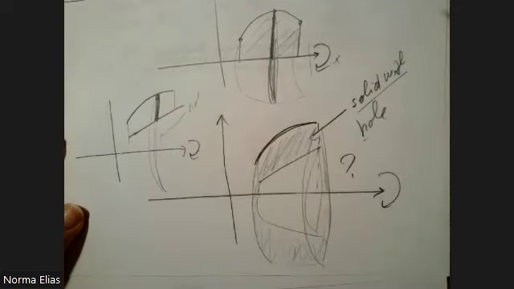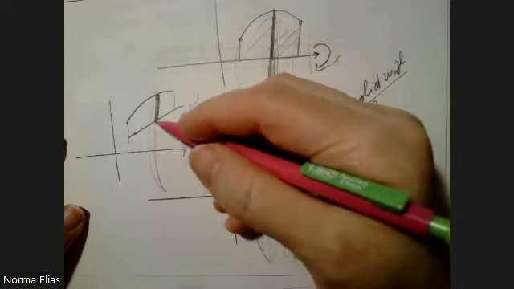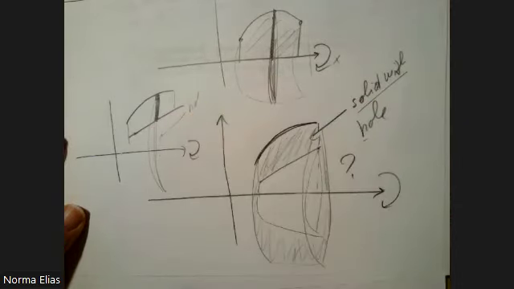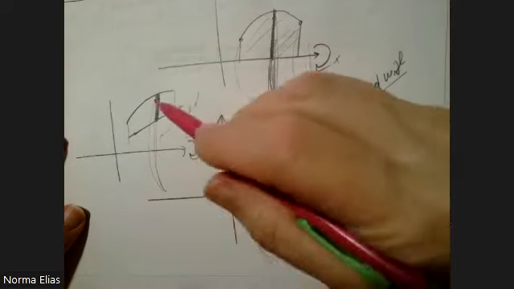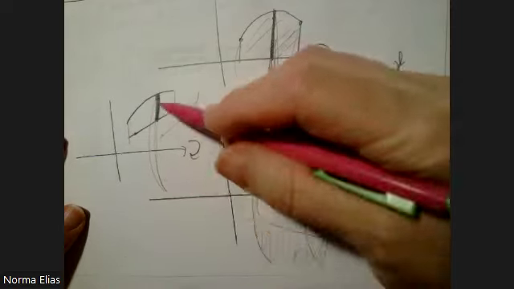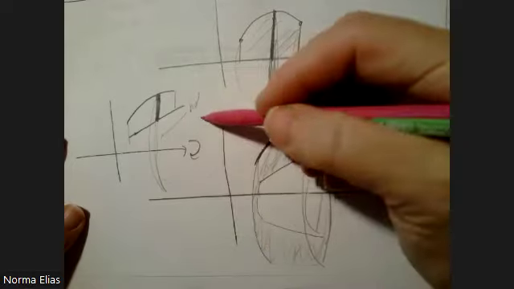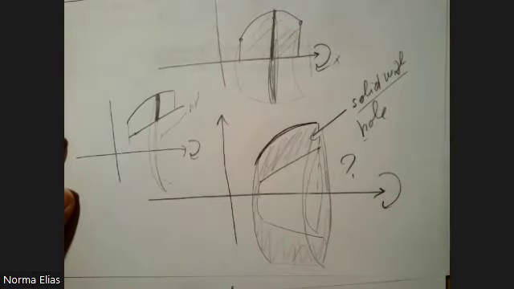So what do you think we're gonna get when we rotate this? A disc with a hole in it? Exactly, we're gonna get a disk with a hole in it. And that's what we are going to do. We're gonna find the volume of this disk, add volumes, and finalize the problem.